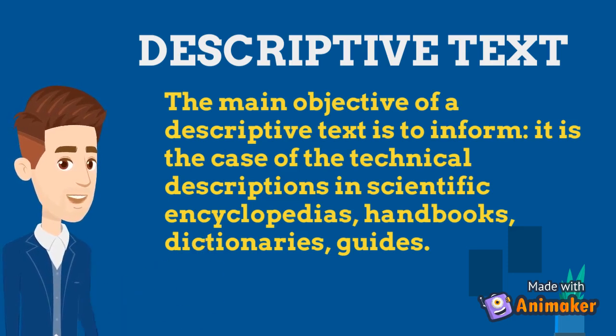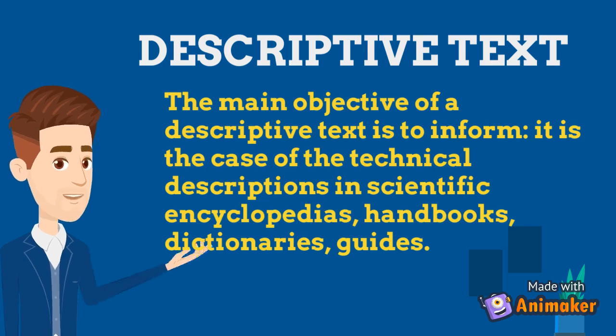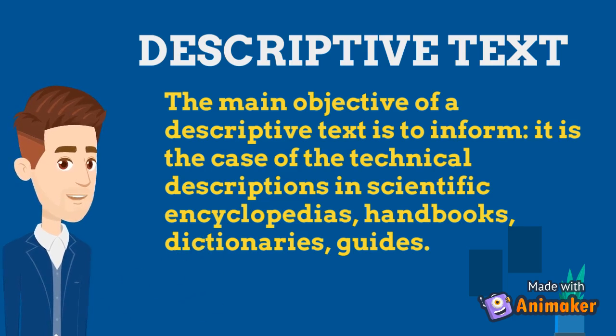It is the case of the technical descriptions in scientific encyclopedias, handbooks, dictionaries, and guides. This kind of text can also express, through a description, feelings, emotions or moods. In this case prevails expressive purpose. This type of text is widespread in all areas of social life. They are often placed within a narrative, expository or argumentative.